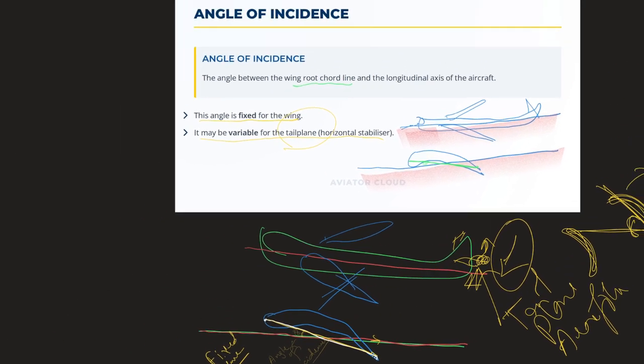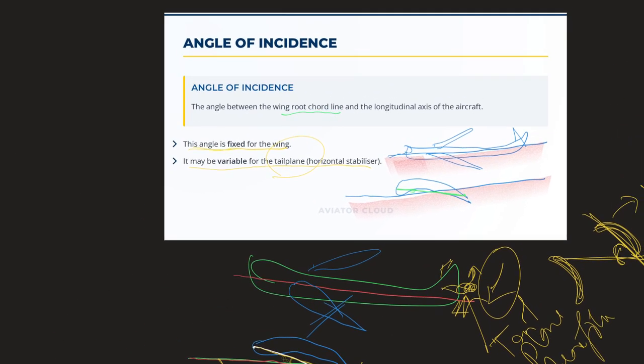So just to remember, the axis is fixed. The angle is fixed for the main wing, and it can change for the tailplane. The most important thing is to understand the angle of incidence. I say again, it is the angle between the wing root chord line, or the chord line, and the longitudinal axis of the aircraft. This is very simple.